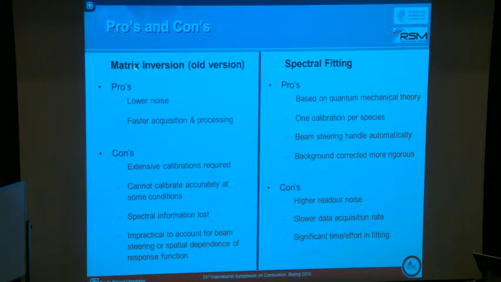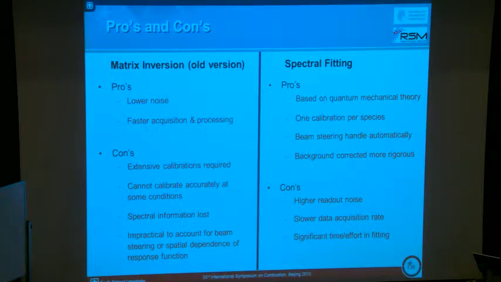The pros and cons: matrix inversion, where you bin everything from one band to one scalar value, provides lower noise, and that's the real benefit. It's much faster. But if you do it in the old version, it needs these huge calibration efforts, and at some conditions it's difficult to find something. For example, how do you want to calibrate for water vapor at 300 Kelvin? Difficult. I don't know how to do it. Spectral information is lost. That can be a drawback if you have, let's say, competing species, for example C2 live or background that shoots up. You don't recognize that. And it becomes impractical if you have beam steering or use a transmission grating.